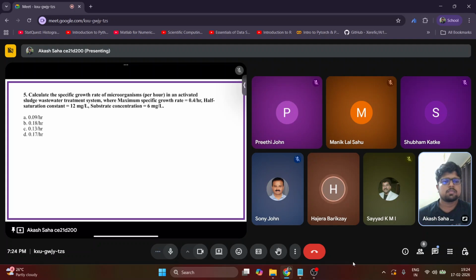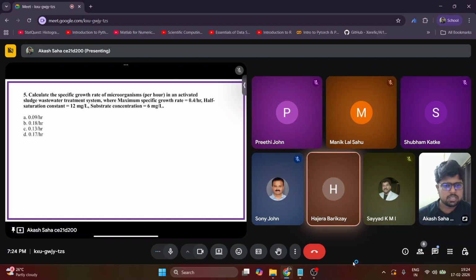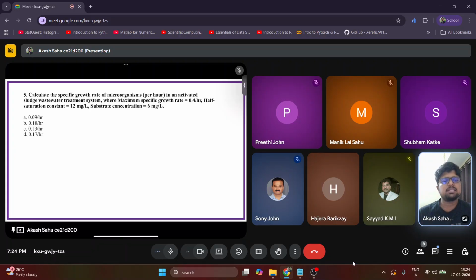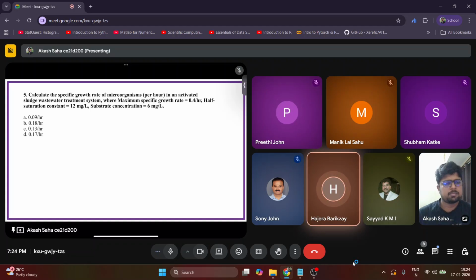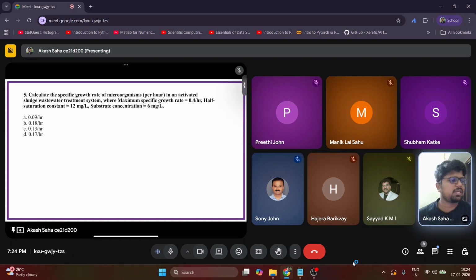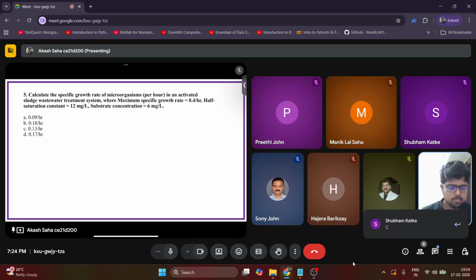It's like mu equals mu max times S divided by half saturation constant plus S. So what is this called? This equation is known as, I discussed in the last class, the Monod equation. Yes. So tell me the answer. What will be the answer? 0.13. Yes, C is the correct answer.